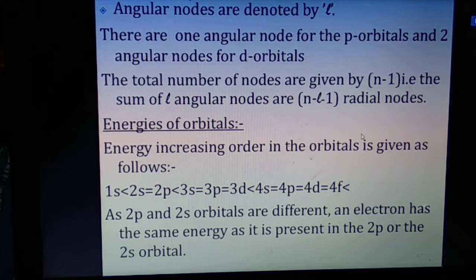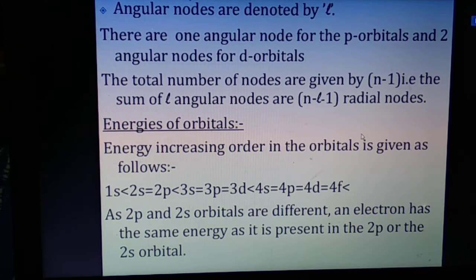So the total number of nodes is n minus 1. So n minus L minus 1 plus L. So minus L plus L will cancel. So the total number of nodes will be n minus 1. So for the 2s orbital it is 1. For the 3s orbital it is 2. For the 4s orbital it is 3. So this is the total number of nodes.